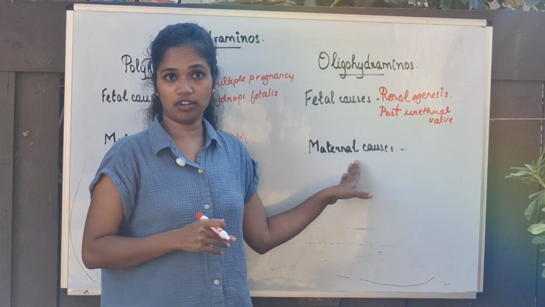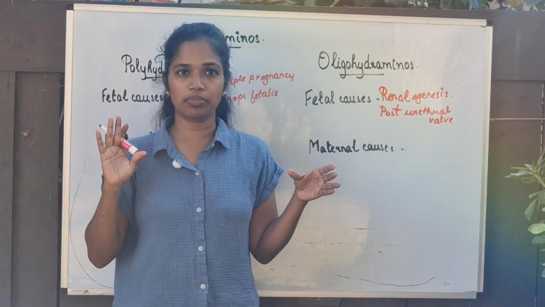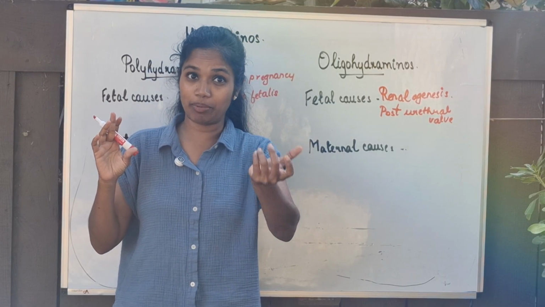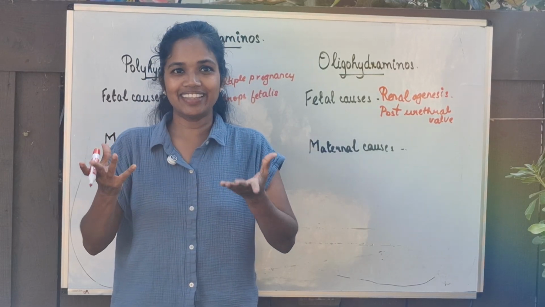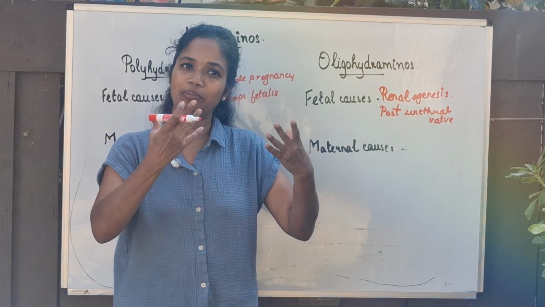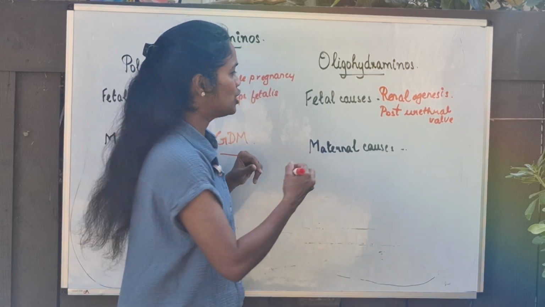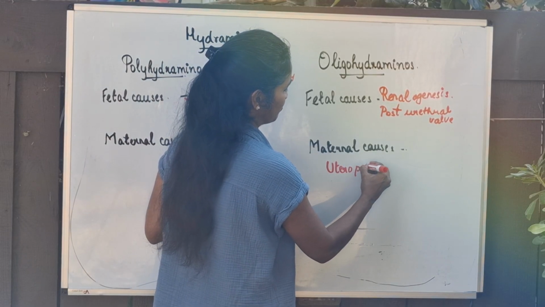What about the maternal cause? When there is a uteroplacental insufficiency. What do we mean by that? When there is a placental insufficiency such that the blood which is reaching the placenta itself is less, then the blood which will be entering the fetus is also going to be less, and therefore the blood entering the kidneys is also less, and therefore the urine production is also less. So the maternal cause is uteroplacental insufficiency.